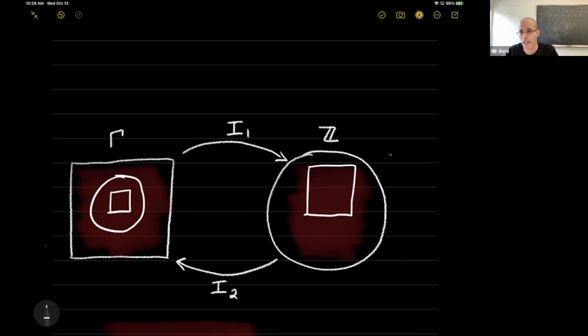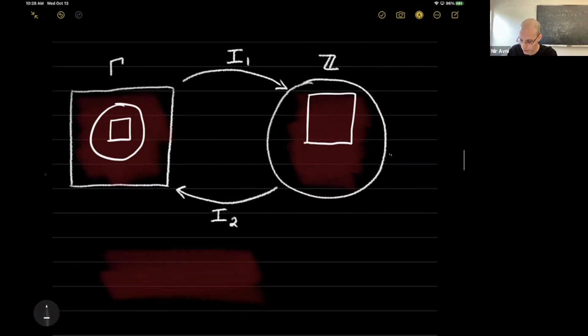Okay, and I have a part of gamma that actually interprets itself. So I have an interpretation of gamma inside itself. Okay, so I have an isomorphism between gamma and the interpretation of the interpretation of gamma.